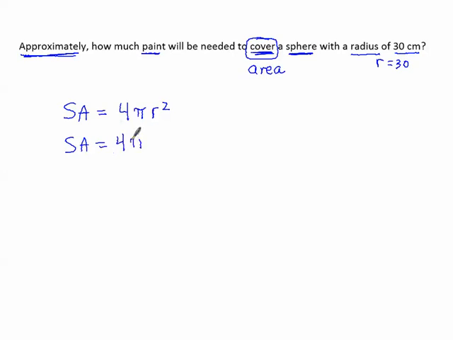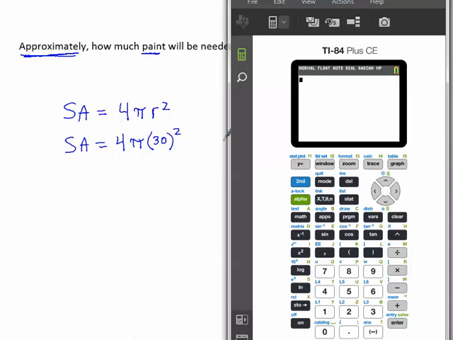SA equals 4 times pi, substituting 30 for r, 30 in parentheses, and then squared. Now I'm going to go to my calculator, and when I type this in, I'm going to leave the pi out because the pi sometimes is just written next to the other numbers multiplied together because the pi is an irrational number. It's not exact if we need the value with the digits. So I'm going to type 4 times 30 squared.